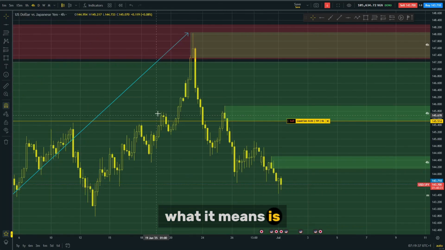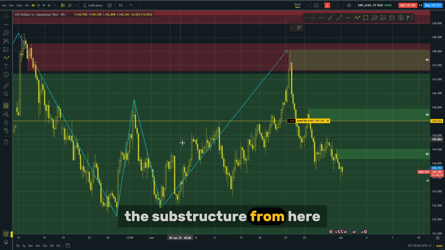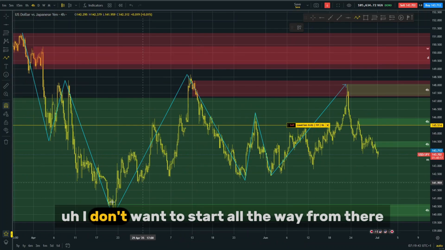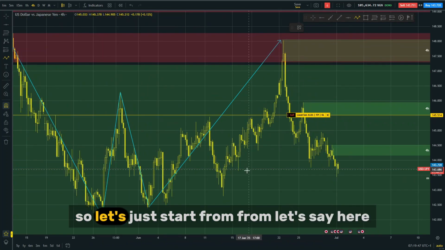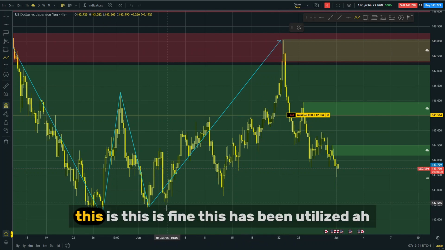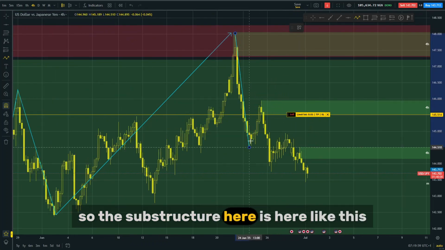What it means is we can now draw the substructure from here. I don't want to start all the way from there because this whole structure has been utilized. So let's just start from, let's say, here. This is fine. This is the best place to start from. There's no need to go all the way back. So the substructure here is here.